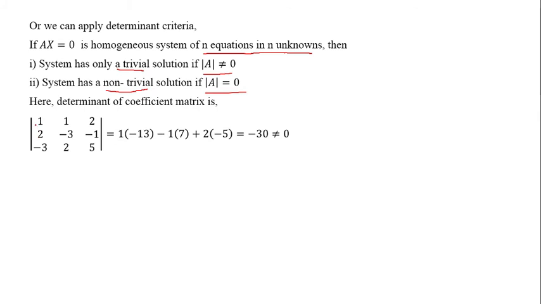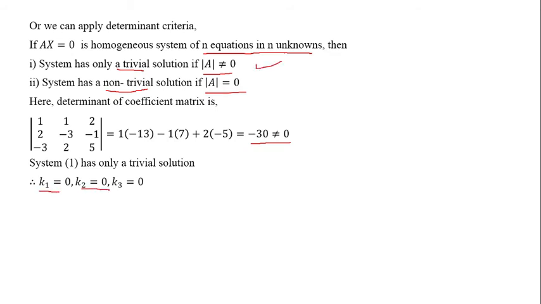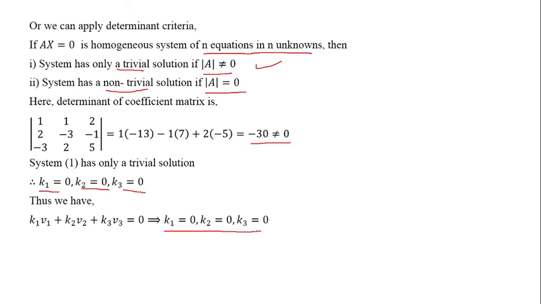Now in this case, we have a coefficient matrix with first row 1, 1, 2, second row 2, -3, -1, and third row -3, 2, 5. So this is a 3 by 3 matrix. Compute this determinant and it is -3, which is obviously not equal to 0. So what is the conclusion? The system has only the zero solution, means k1 equal to 0, k2 equal to 0, k3 equal to 0. Thus, the linear combination k1 v1 plus k2 v2 plus k3 v3 equal to 0 implies each scalar equal to 0. The conclusion is that the given vectors v1, v2 and v3 are linearly independent, and thus B is linearly independent, and hence B is a basis for the vector space R3.